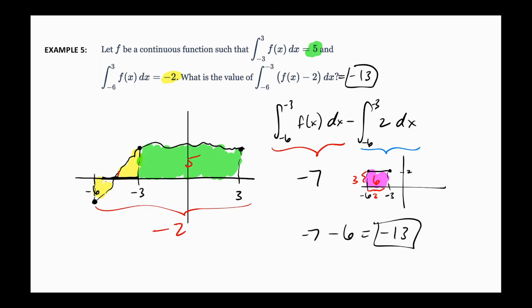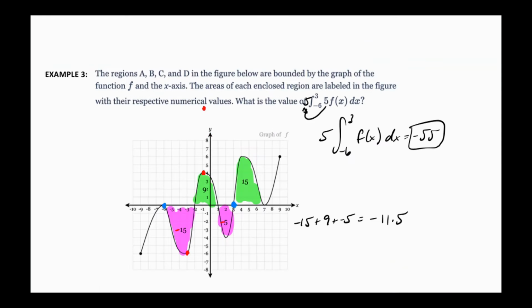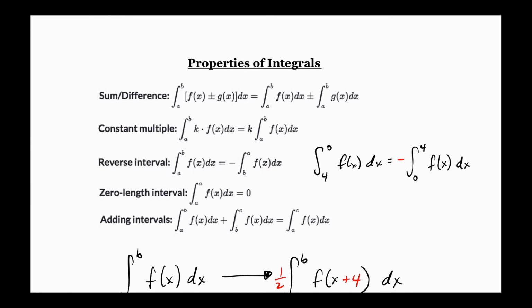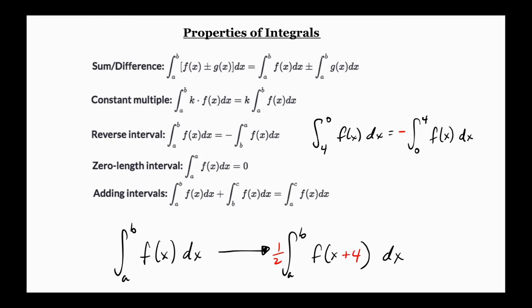Pretty much, let me go back up to the top, if you're utilizing these five properties, okay? Sometimes they won't give you the function, but they'll give you enough information where you can kind of solve it without it using sum, difference, constant multiple, reverse interval. Remember, reverse means the bounds are in the wrong spot. So you can flip them. You just got to put a negative sign, change the sign.